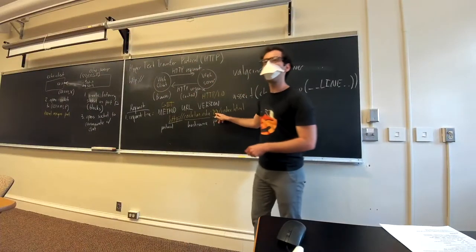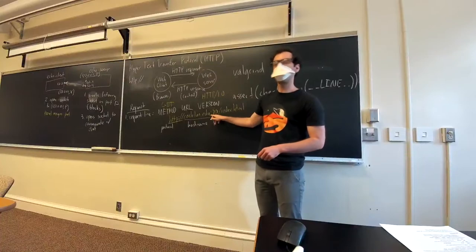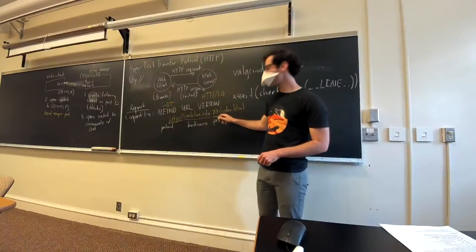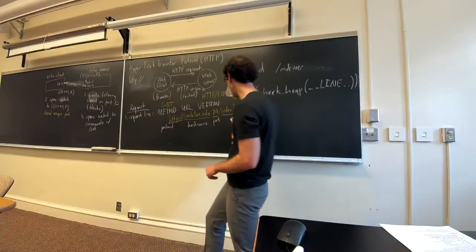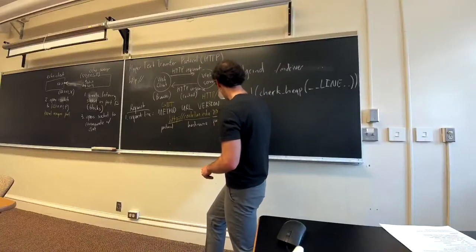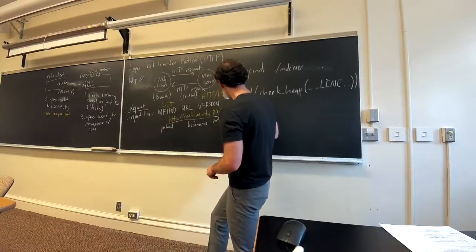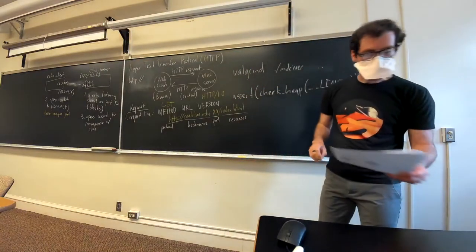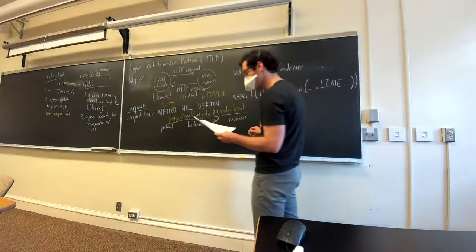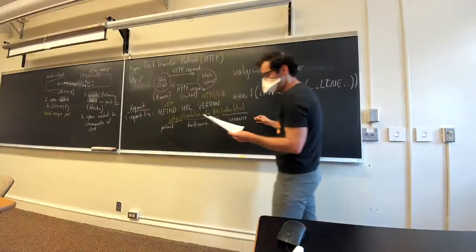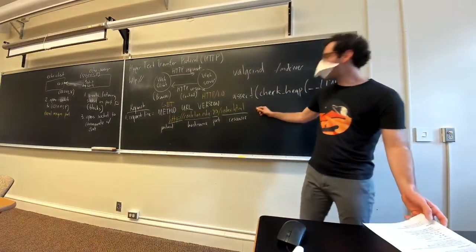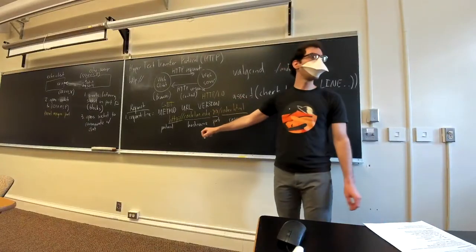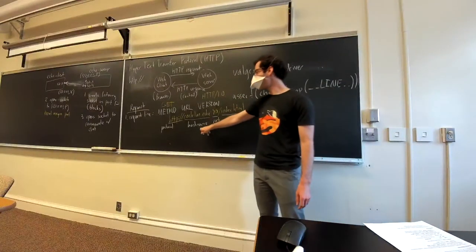We have this port, which is specified, separated from the host name by a colon. And then this last part is the resource, or you might say the file name, but whatever specific thing the client is requesting from this host.